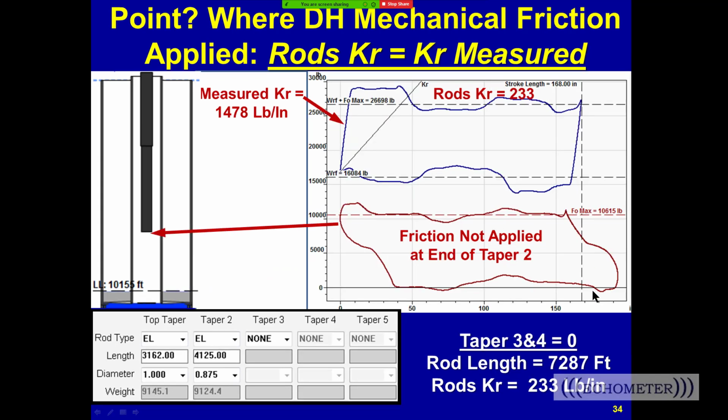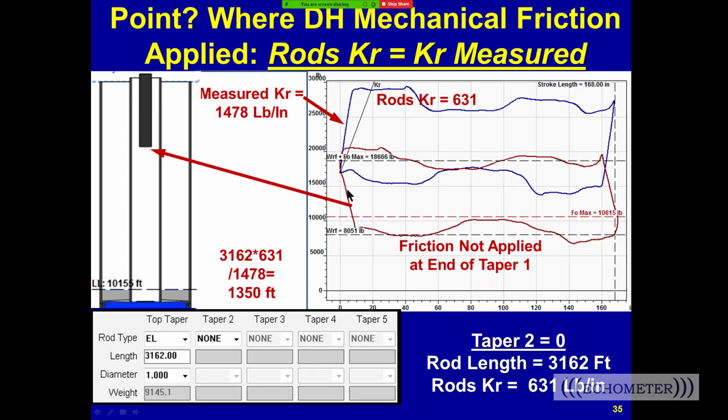And notice it's changed some, it's moving up. And now the spring constant is 233. It doesn't match 1,478. And next we're going to take away the 7/8 inch rods, and it still doesn't match. It's getting closer. Now it's 631 versus 478. And all we have left is 1 inch rods.